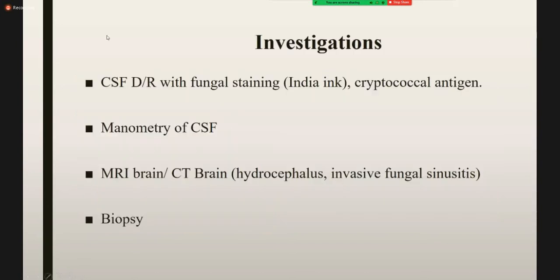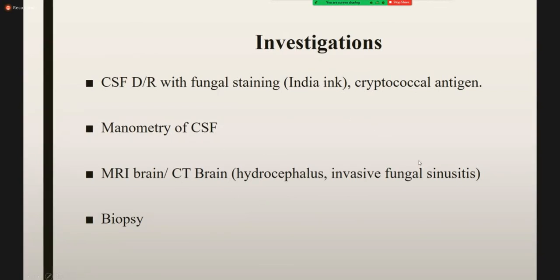How to investigate these cases? Again, CSF DR with fungal staining. The special staining is known as India ink preparation, and again cryptococcal antigens as evidence of infection. Manometry of CSF is also very important, as the CSF opening pressure is very high, so you should check the pressures also. And again, imaging, MRI brain and CT brain, in which you may find hydrocephalus or invasive fungal sinusitis, or involvement of the brain parenchyma, especially the temporal lobe. Again, biopsy is helpful.